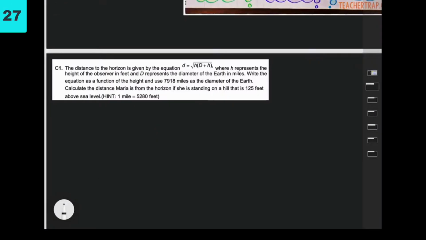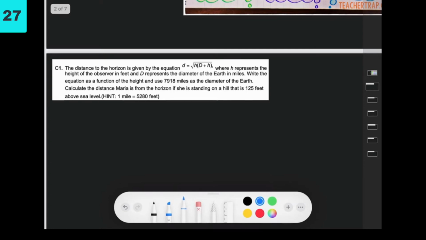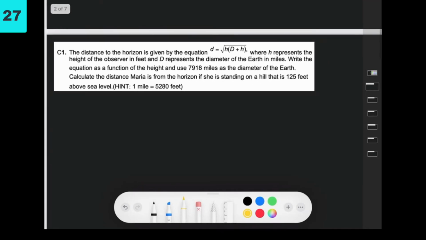So let's read this word problem and see if we can get some information out of it. And we might have to read it a couple of times. The distance to the horizon is given by the equation d equals square root of h times d plus h, where h represents the height of the observer in feet. I'm going to highlight that. So h represents the height of the observer. So you'll notice that's actually twice. And d represents the diameter of the Earth in miles.